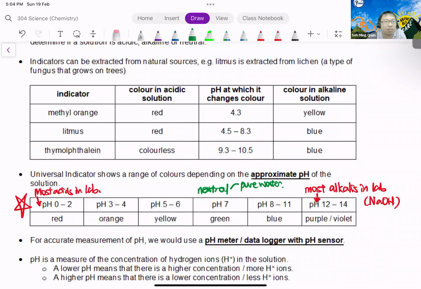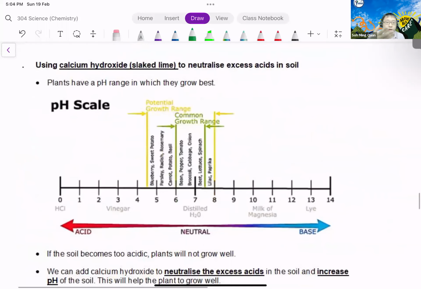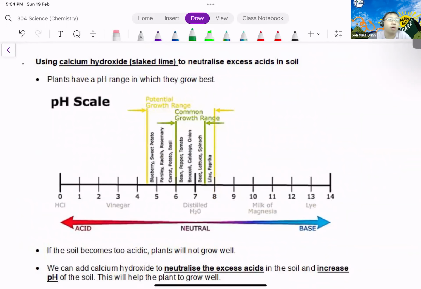A pH meter is basically a digital sensor that allows you to sense and measure the pH. It's a bit like how a thermometer is used to measure temperature. That's it. So you must study the colors, okay? Next, soil. That day I talked so much about soil. Soil is important for growing plants, but plants, like all living things, have their own range of pH that they can survive in.